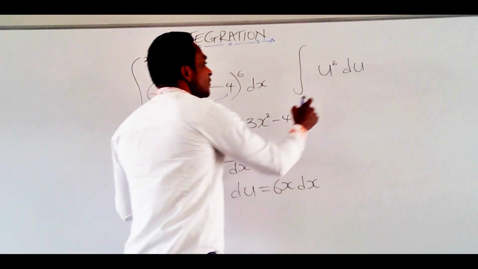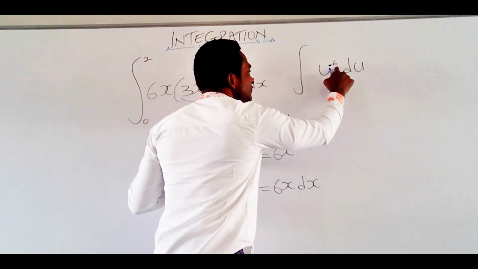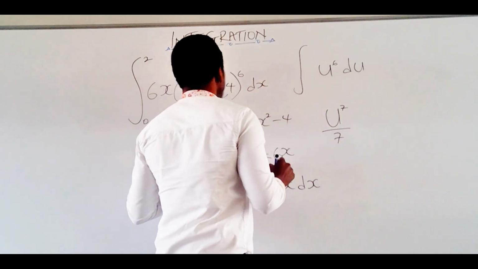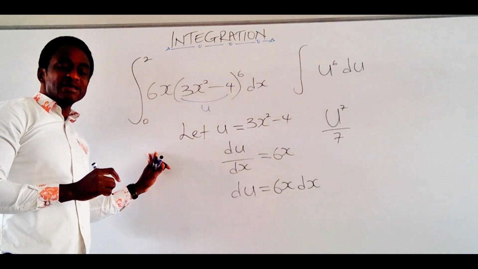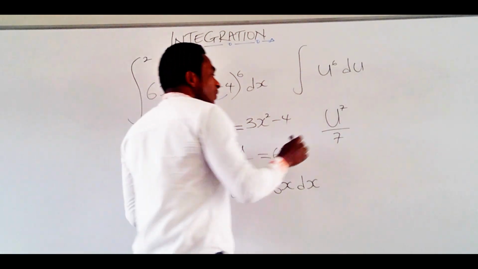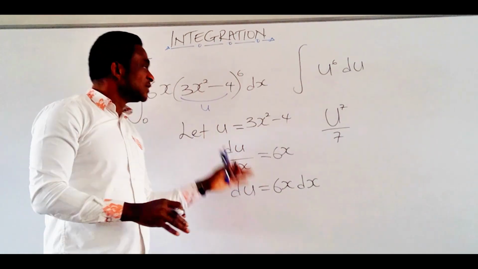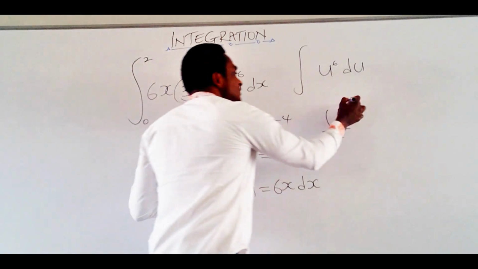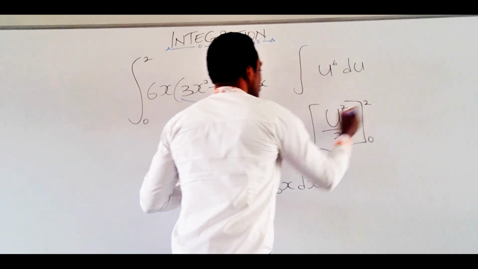If we integrate this, we have U to the power of 6 plus 1, which is U to the power of 7, over 7. But remember that we have an interval of 0 to 2, making it a definite integral. So now go back, just like we did with the K method. When you are done, replace your U back. So this is our integral in terms of U from 0 to 2.